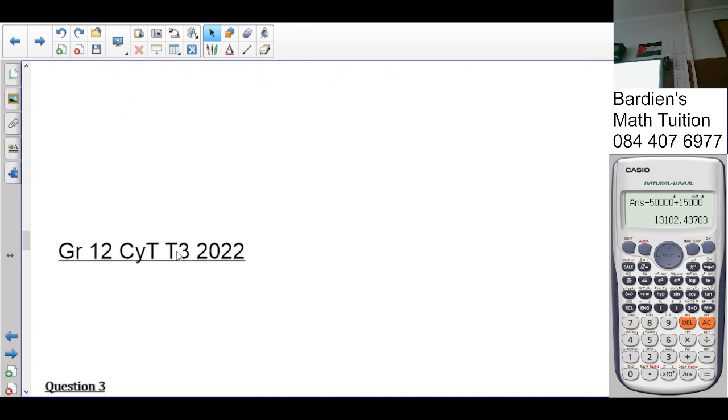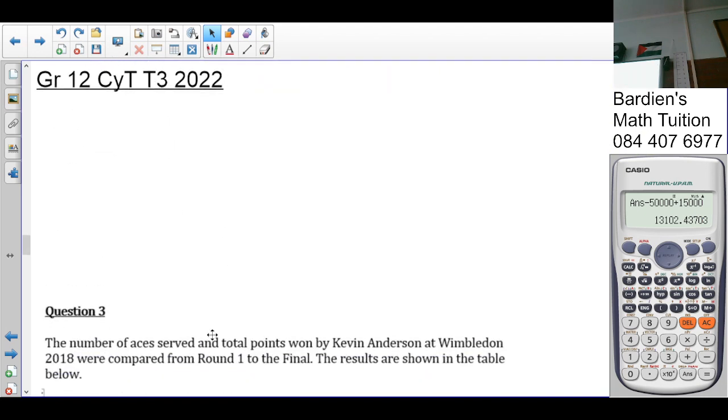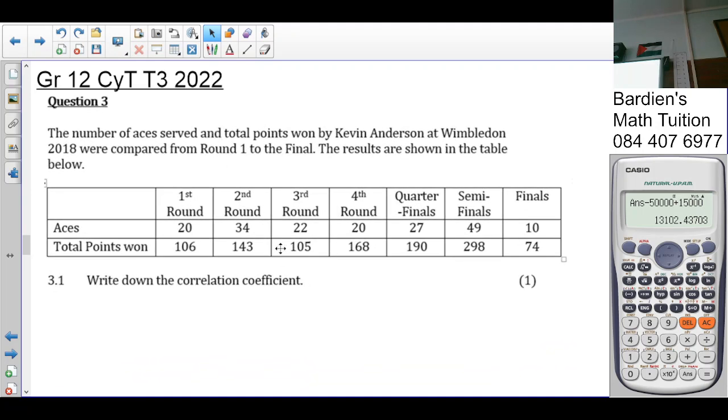Next, question 3. The number of aces served and the total points won by Kevin Anderson at the Wimbledon. You guys know what Wimbledon is, no? Yeah, what's Wimbledon? Tennis.